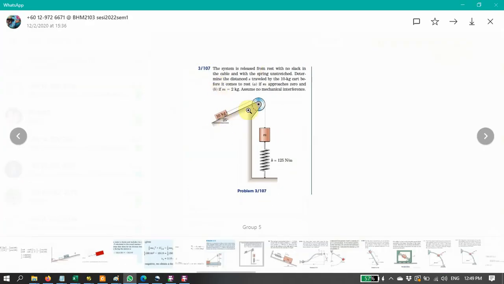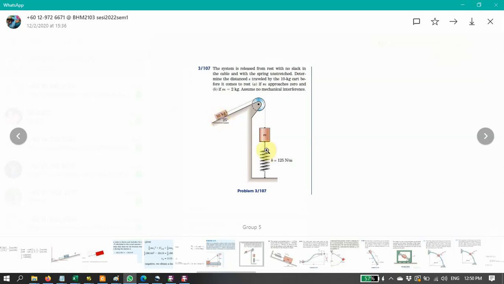We have a cart system here, 10 kilogram, that is released from rest, when velocity is equal to 0, and there is no slack in the cable, meaning there is no mechanical interference. So that will cause the system to lose its energy. That is the assumption that we made.